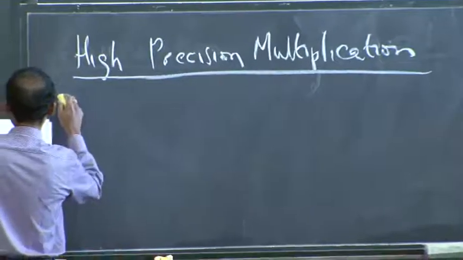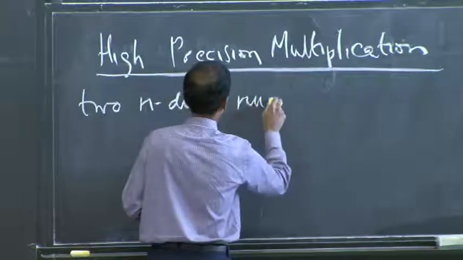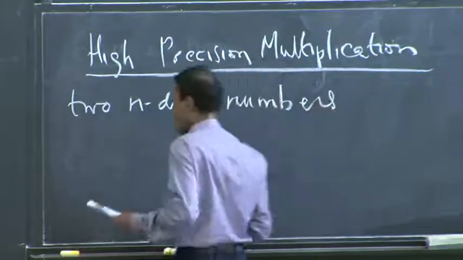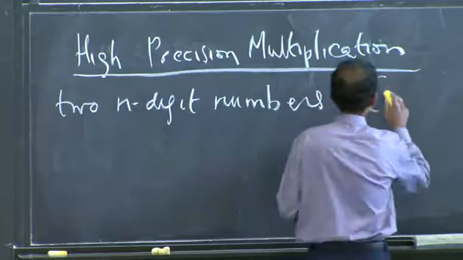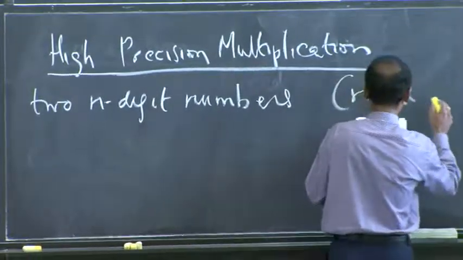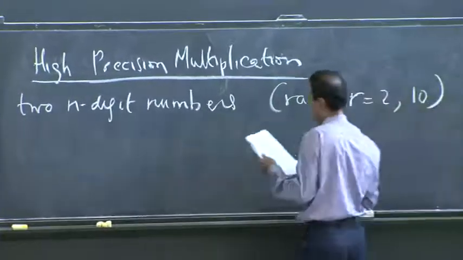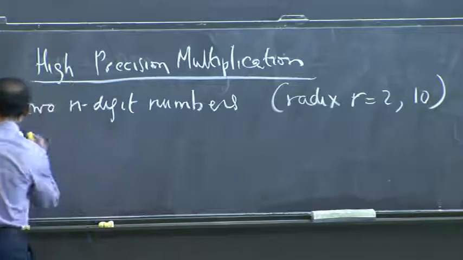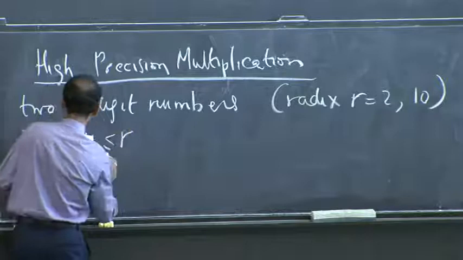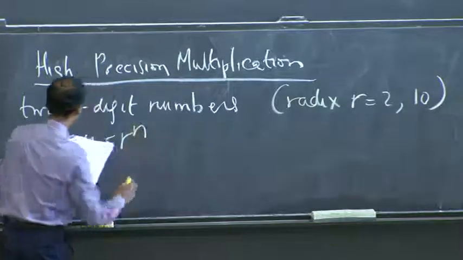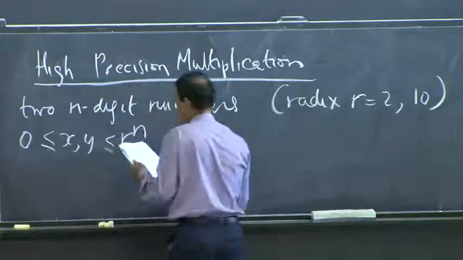So I have two n-digit numbers. The radix, the base, could be 2, 10, normally, doesn't really matter. 0 less than x, less than y, strictly less than r raised to n. That's standard for the ranges.